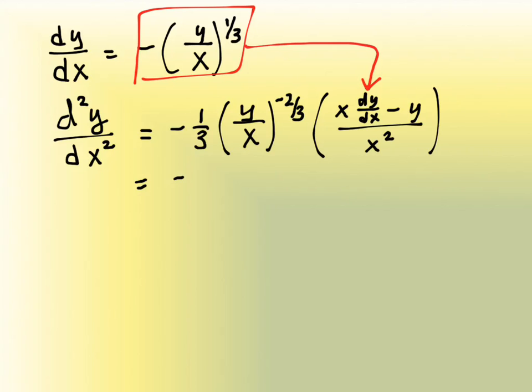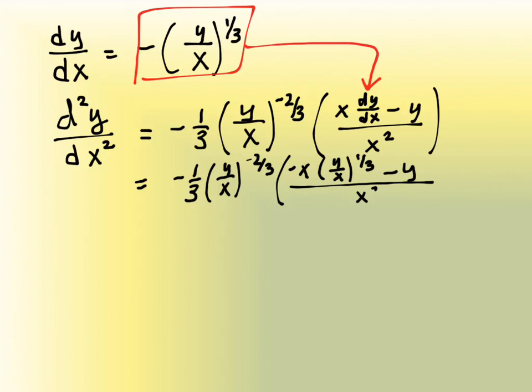All right, so we've got the negative 1/3 here. We've got the y over x to the negative 2/3. And then we've got x times negative. In fact, can I just put the negative in front of the x? Are you guys good with that? Okay, and then I've got the y over x to the 1/3 minus y all over x squared. And the worst part of the whole process is that we're going to have to clean that up. Okay, I know. That's part of it. We will. So let's actually talk about cleaning up the x times the y over x to the 1/3 business.